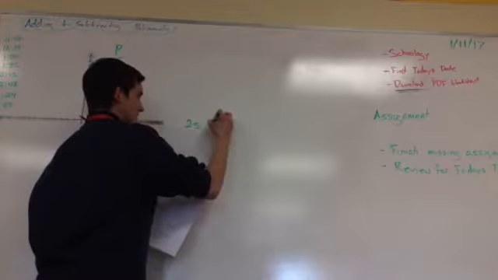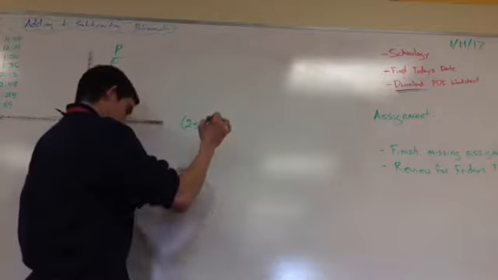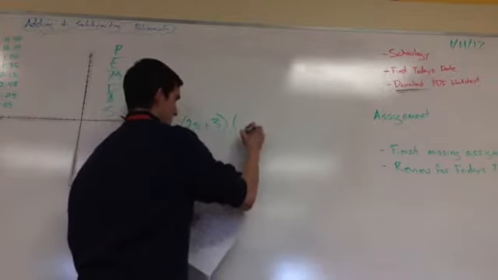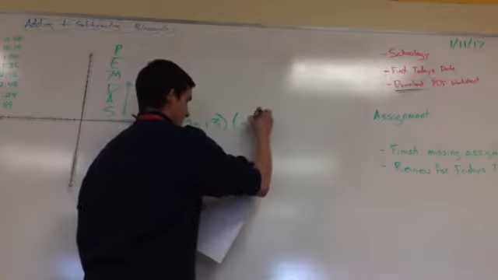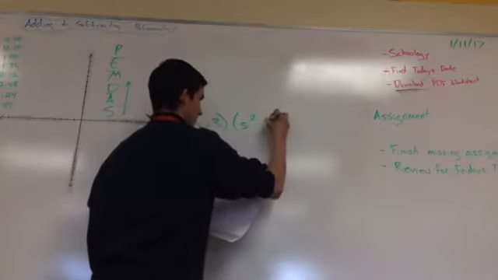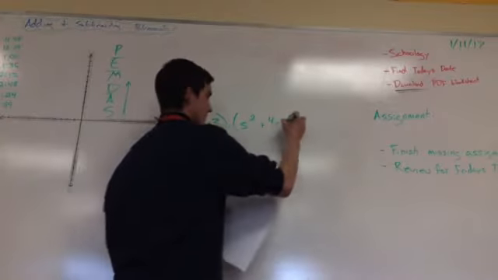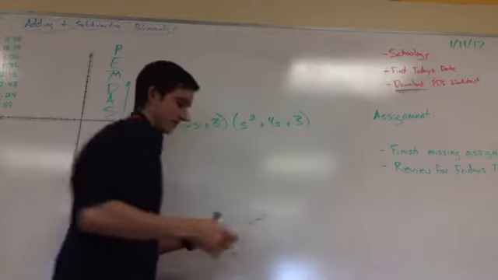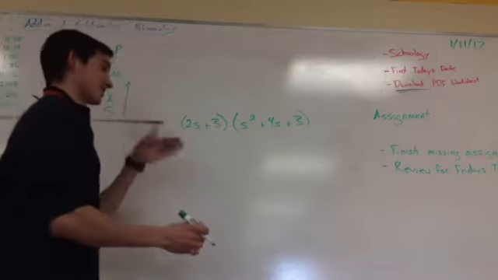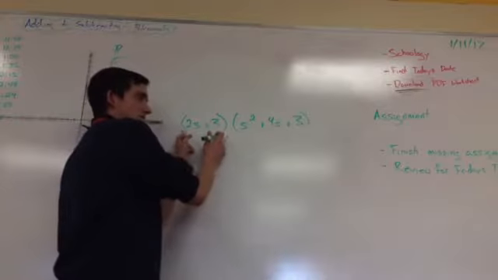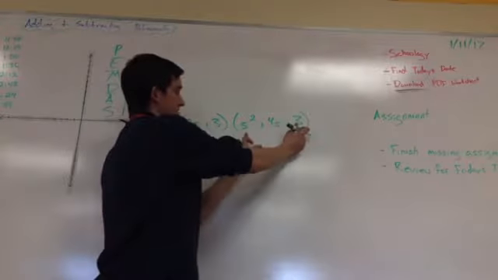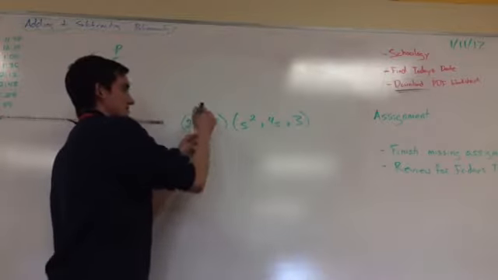2s plus 3 multiplied by s squared plus 4s plus 3. Okay, so again, everything in this parentheses needs to be distributed to everything in this parentheses. All right, so I'm going to start off with my 2s.